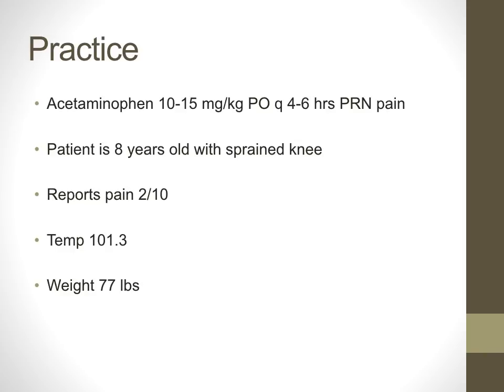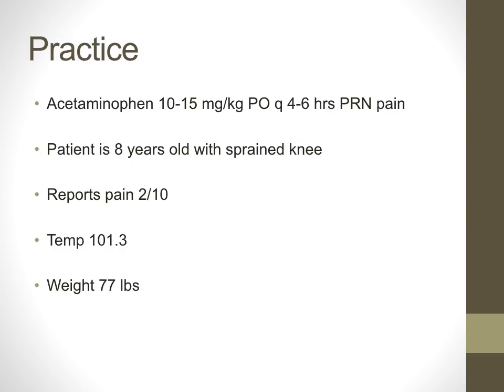Well, one, we're missing the patient's name. We're missing the date that the order was written. But we have the name of the medication. We have a dosage, 10 to 15 milligrams per kilogram. We have the route, PO or per os. We have a time frame, every 4 to 6 hours. And we have a reason, PRN as needed for pain.